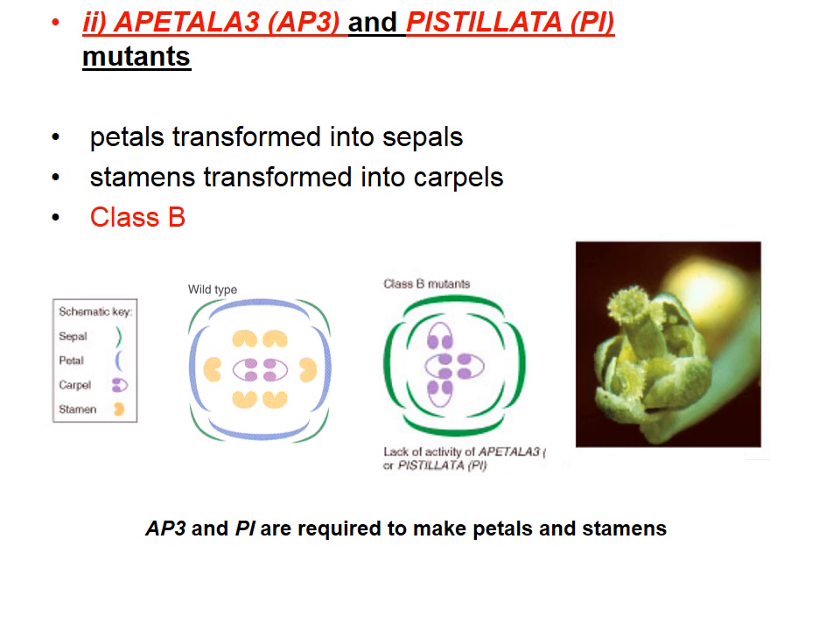Second is AP3 and Pistillata gene, that is class B mutants. Here petals transformed to sepals and stamens transformed to carpel. That means AP3 and PI are required to make petals and stamens. That means when class B mutants were introduced, only sepals and gynoecium were present, whereas petals and stamens were absent in this.